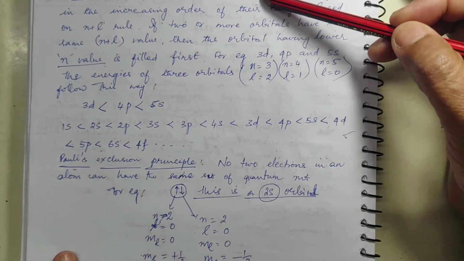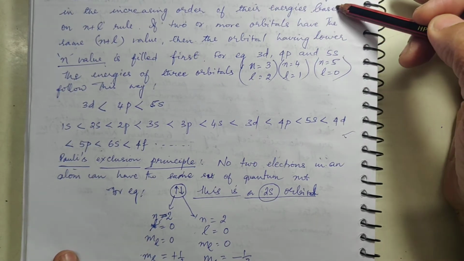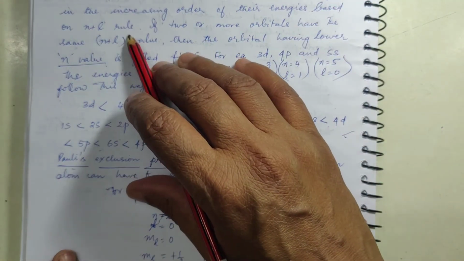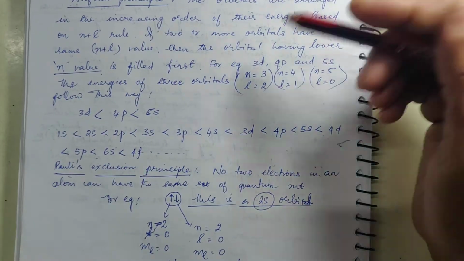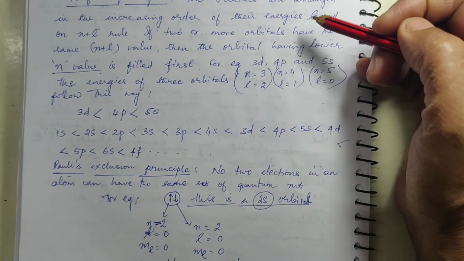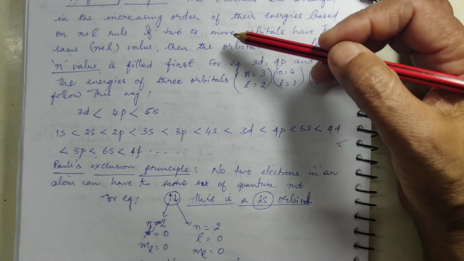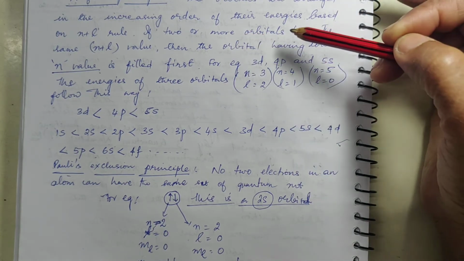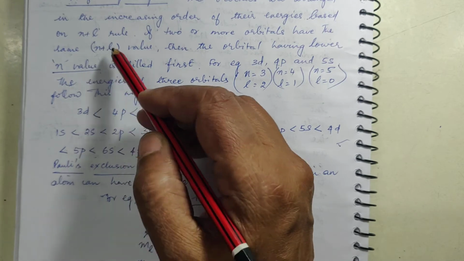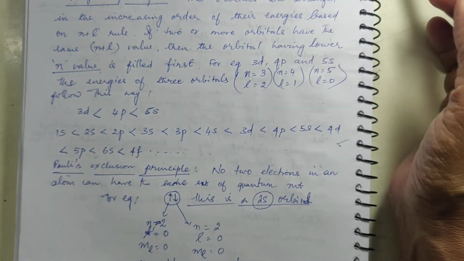Aufbau principle is the orbitals are arranged in the increasing order of their energies based on n plus l rule. Now, where comes this n plus l? This n plus l is valid whenever you are talking about two or more orbitals having the same n plus l value. This n is principal quantum number, l is azimuthal quantum number.